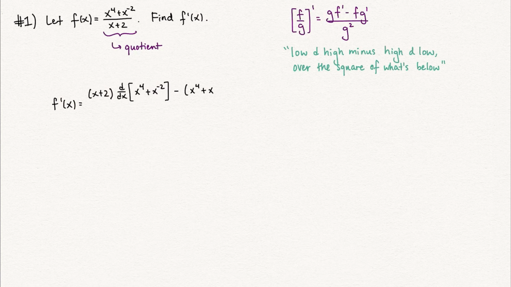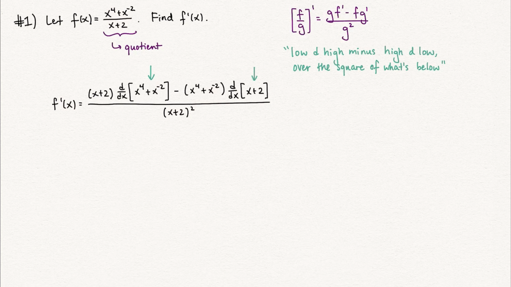minus high, which is x to the fourth plus x to the negative 2, d low, which is the derivative of the denominator, so derivative of x plus 2, over the square of what's below. So we divide by x plus 2 squared. Okay, so now we need to figure out the derivatives of these two terms in the numerator, the derivative of x to the fourth plus x to the negative 2, and the derivative of x plus 2.